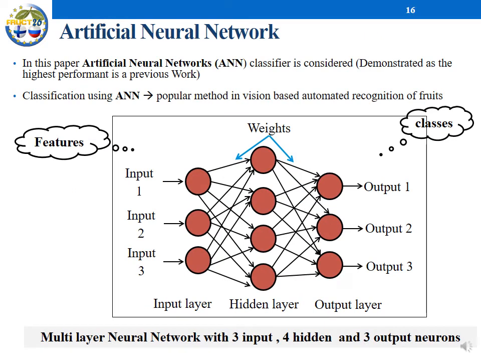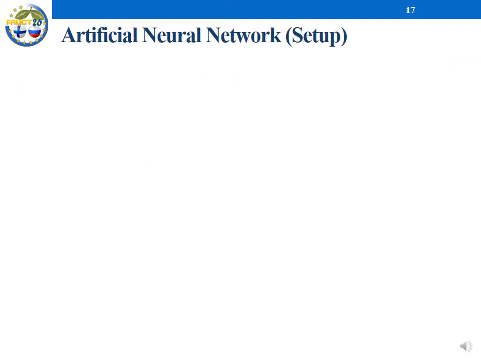As for the classifiers, we start with the ANN classifier. In general, ANN is known. We used 3 inputs, 4 hidden layers, and 3 output neurons for the 3 classes or 3 varieties.